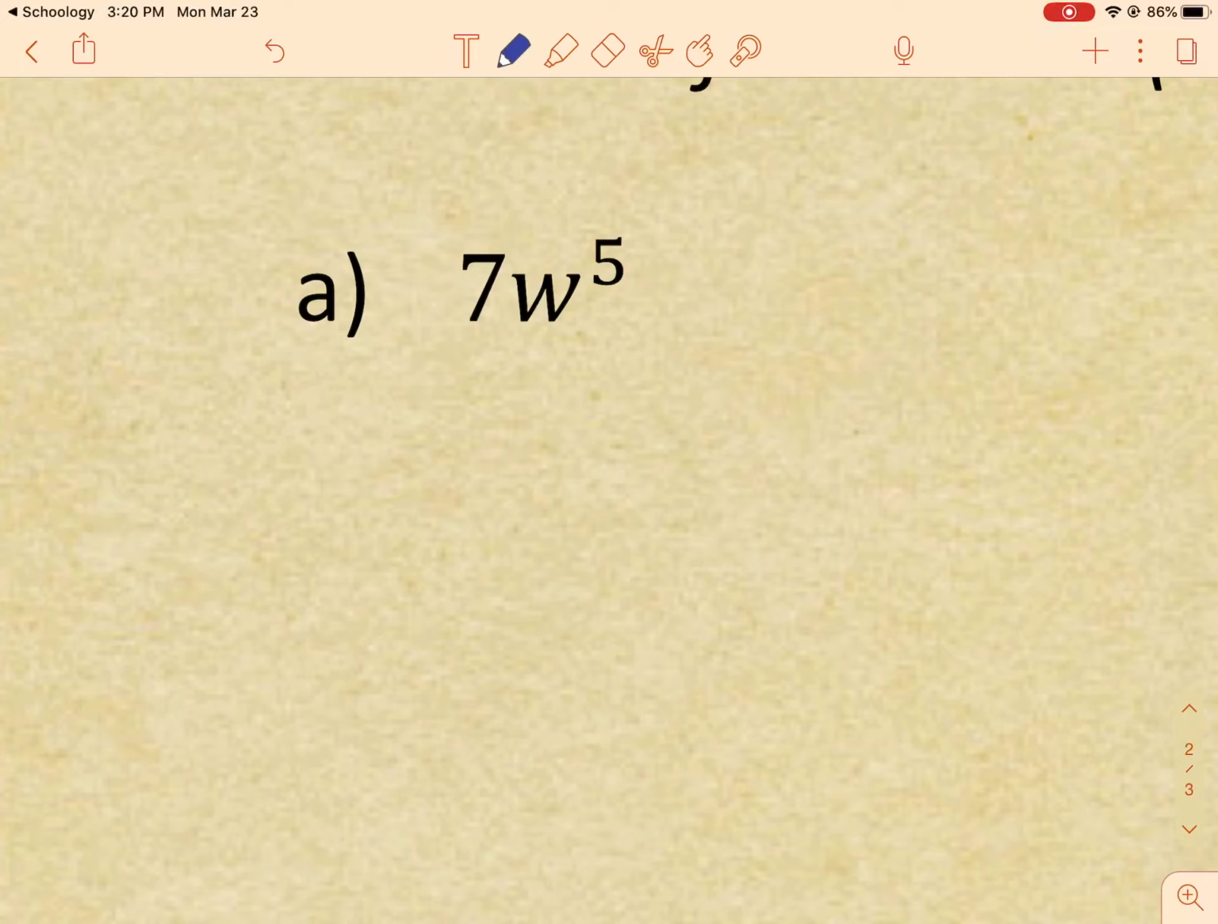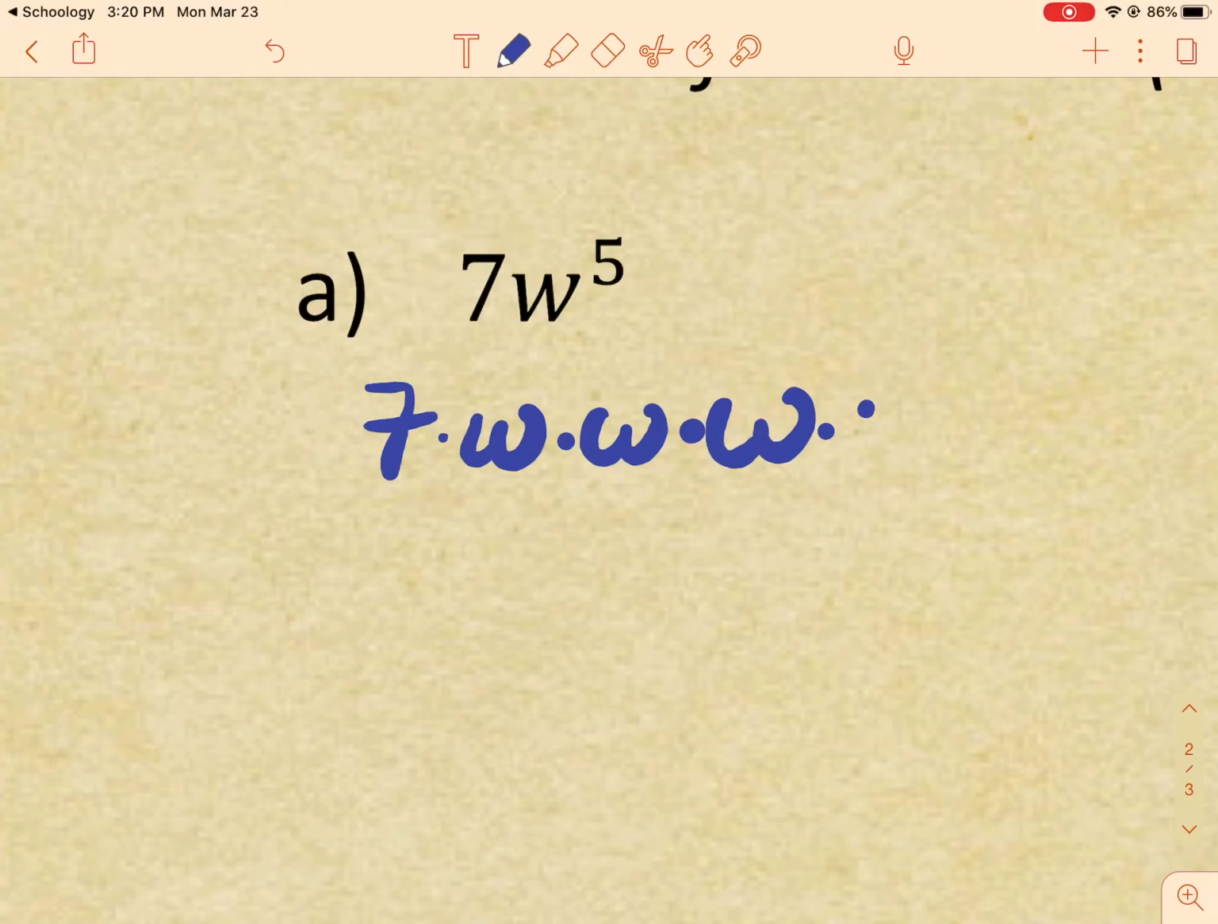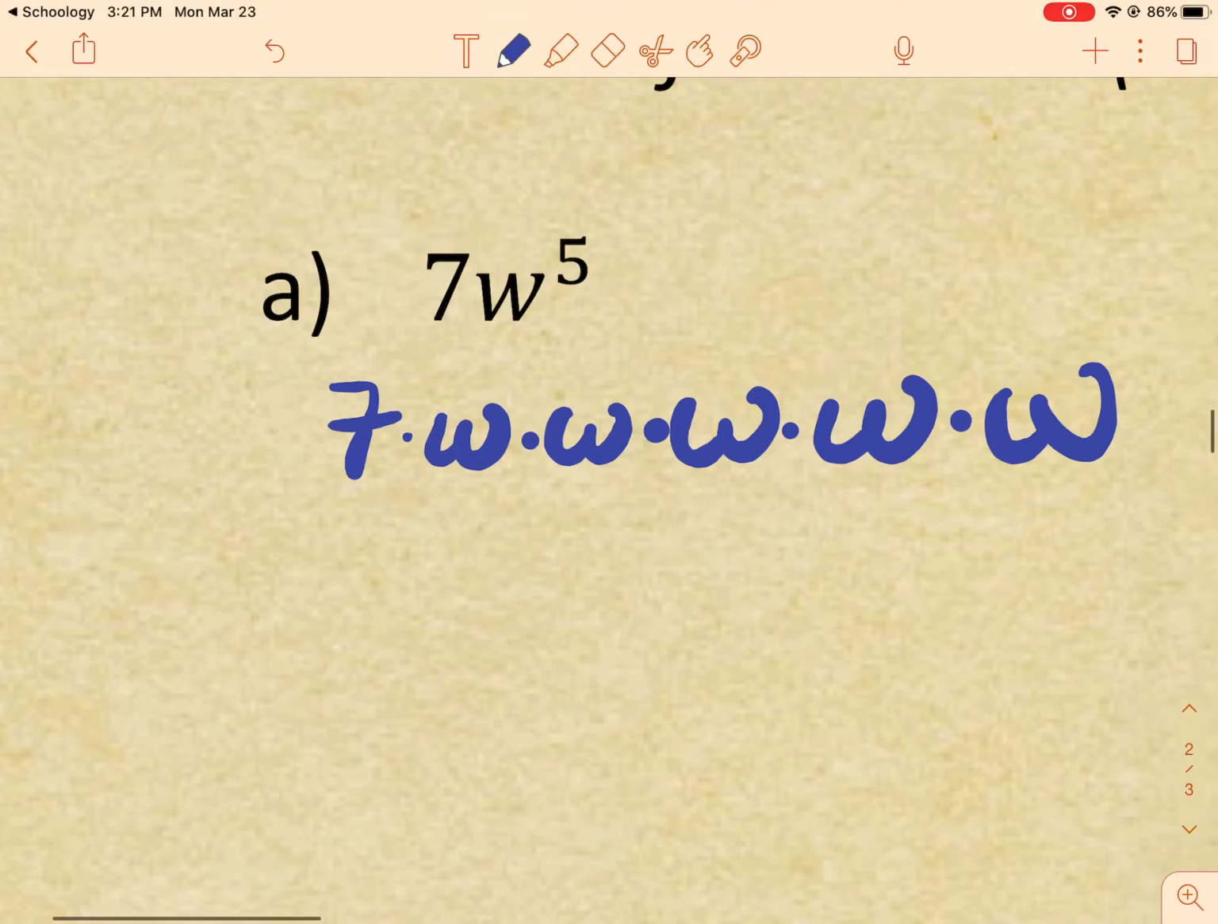If we're looking at 7w to the fifth, the number 7 is actually a prime number. There are not two numbers that multiply together to be 7 other than 1 and 7. So that's already done for us. And then we think of w to the fifth. Well, that can be broken up into w times w times w times w times w, 5 times. So that's our prime factorization for 7w to the fifth.